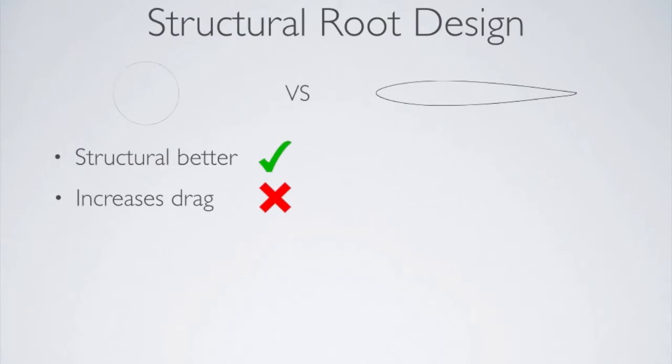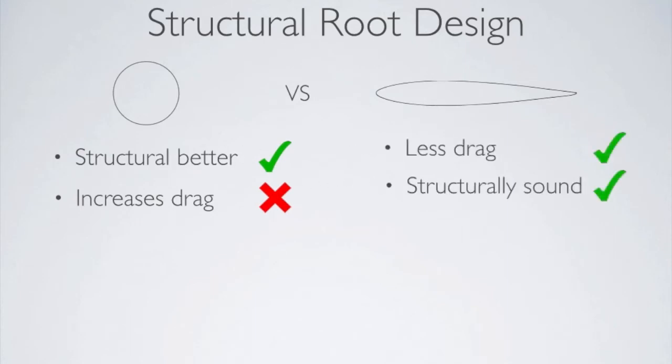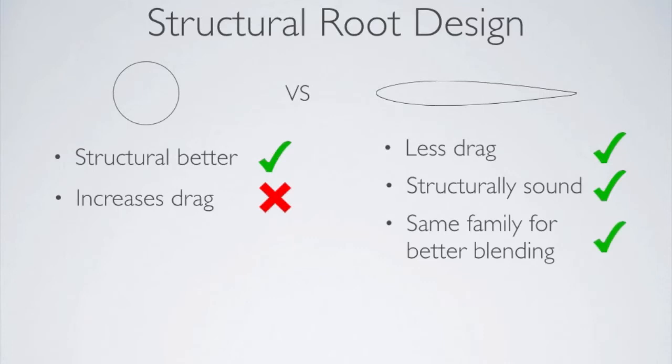We all agreed that a circular root would increase drag, but it would be better structurally. Our choice for a thicker airfoil provides less drag and is satisfactory from a structural standpoint. The same airfoil family was chosen to facilitate better blending. Also, in this fashion, we would obtain more torque at the root.